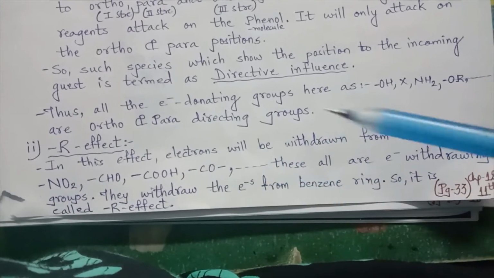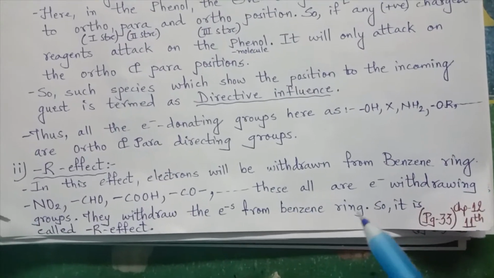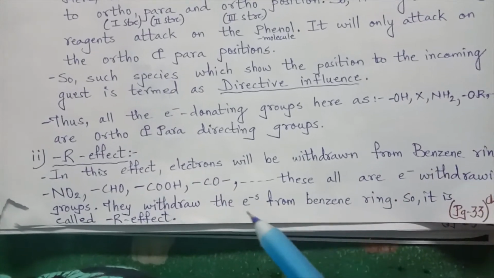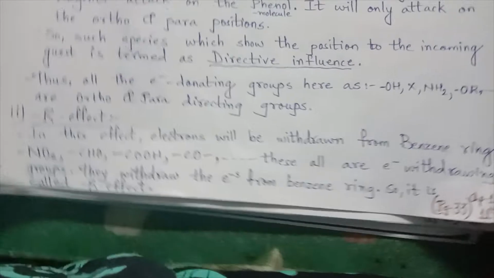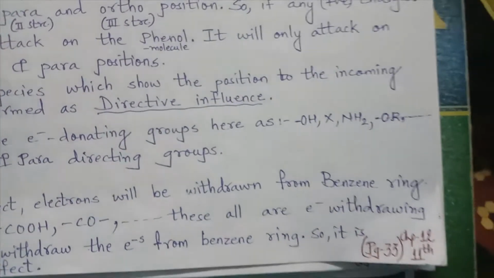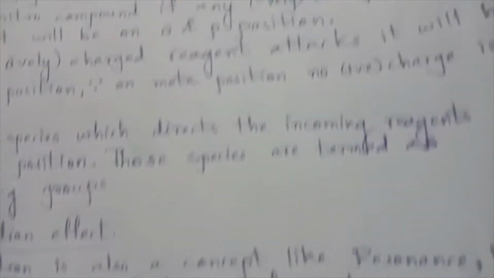Minus R effect is the effect in which electrons will be withdrawn from the benzene ring. As the electrons are withdrawn, that means taken away from the benzene ring, it is called minus R effect, right? Let us today see an example of the minus R effect.